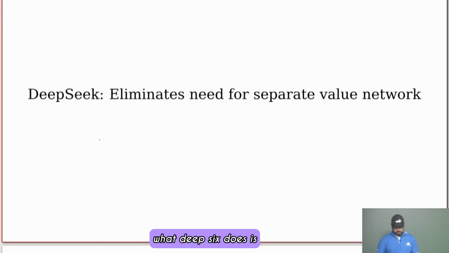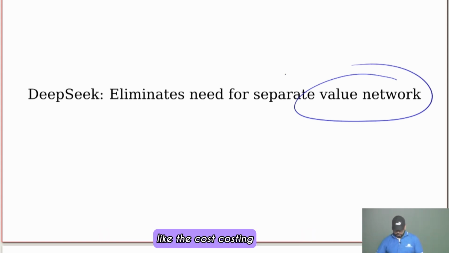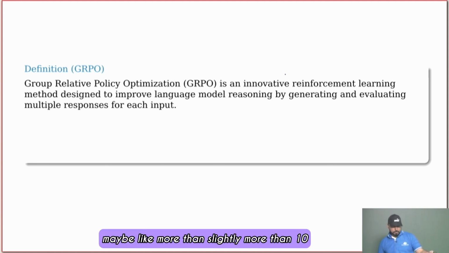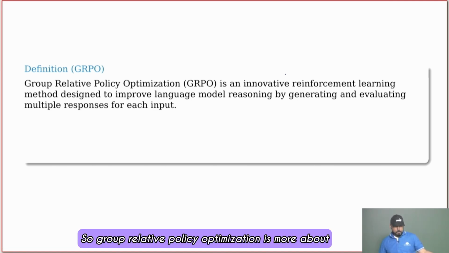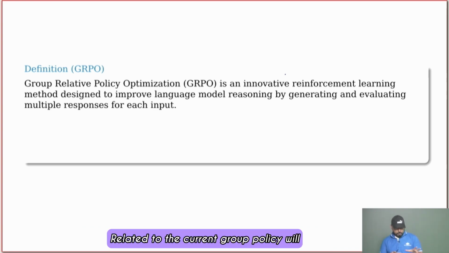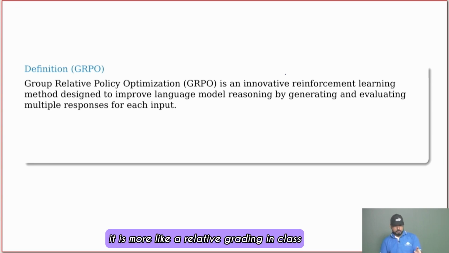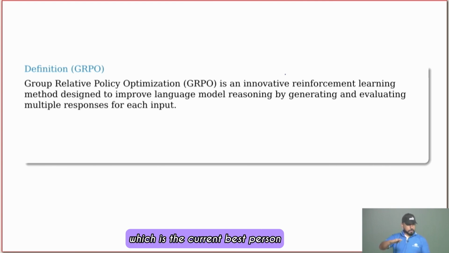So what DeepSeek does is get away with a separate value network, in the sense of the cost thing. What it uses is something called group relative policy optimization. Okay, so this is a very hot paper, which came out maybe slightly more than 10 days ago, or 2 weeks. So group relative policy optimization is more related to the current group policy. Is the current trajectory giving me more than the average reward? So it's more of a relative way to judge someone. It is more like relative grading in class. Okay, so in relative grading, we are always looking for a benchmark, which is the current best person who has the highest mark, and then the average person.